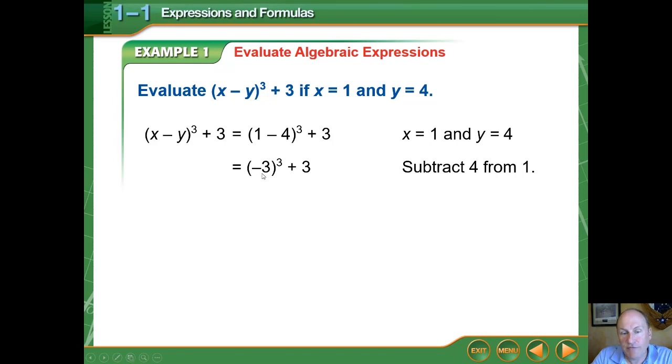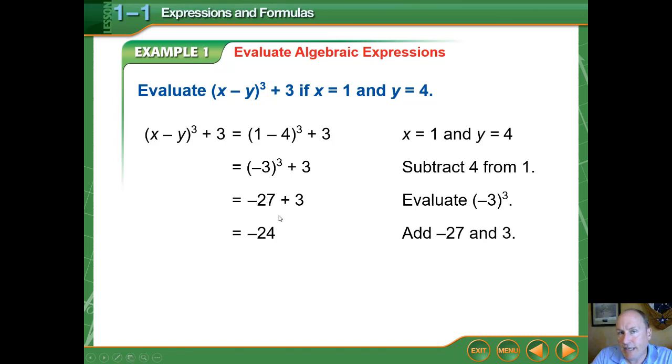Of course, 1 minus 4 gives us the quantity negative 3. Having done the groupings or the parentheses, we then exponentiate. We're going to take negative 3 to the third power, which gives us negative 27, because a negative raised to an odd power is always going to be negative. And finally, once we've done the exponentiation, there's no multiplication or division, so we're going to skip that step, and we're going to add and subtract from left to right. The quantity negative 27 plus 3 is equal to negative 24, and in fact, that is our answer.